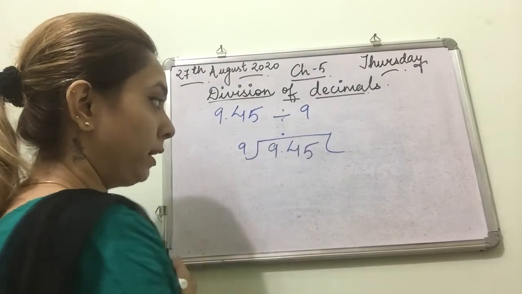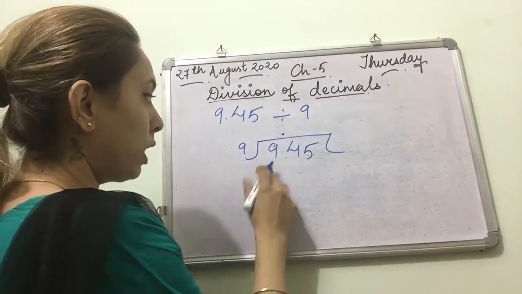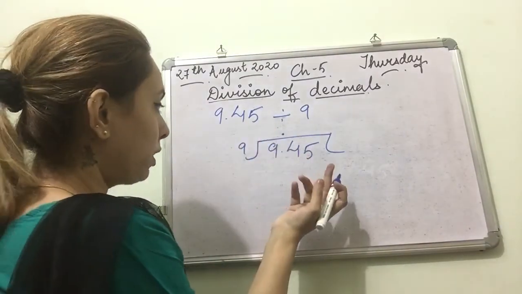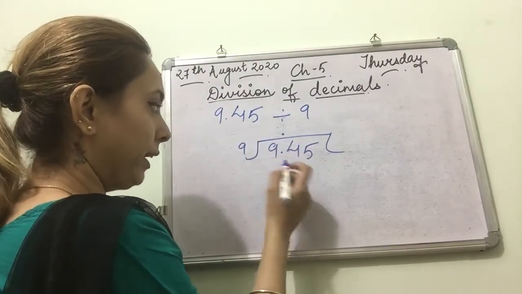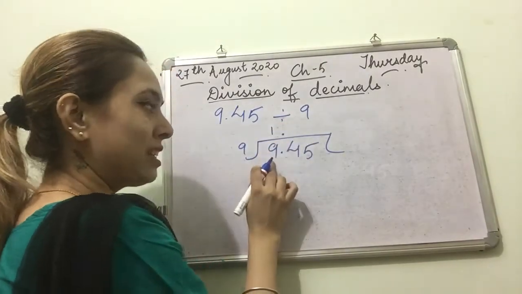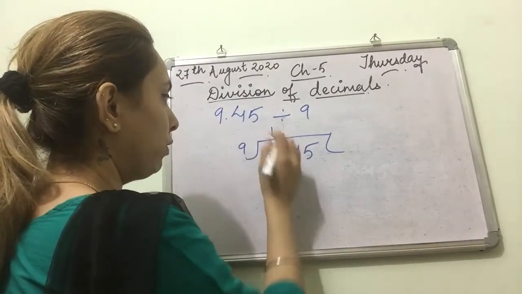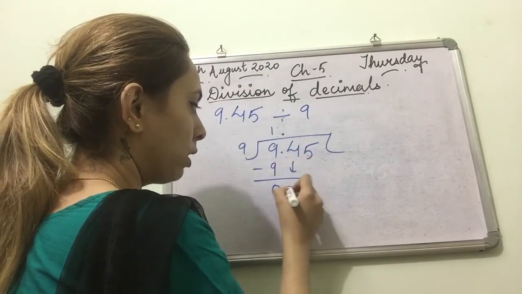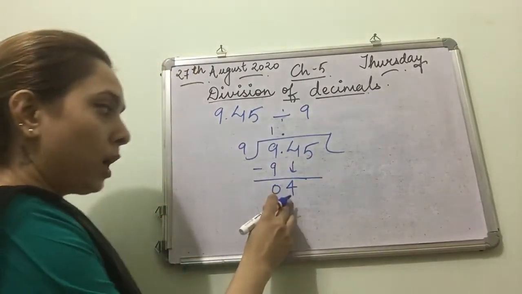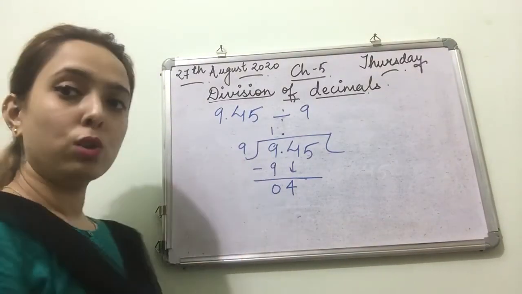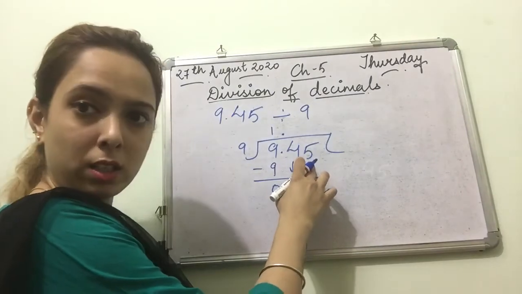Put the decimal here. It is very compulsory. Now this 9 is divisible by 9. Yes, so we can divide it directly. 9 ones are 9, so you will write 1 here because this is the integral part. 9 ones are 9, 0. Get this 4 down. Now this 4 is smaller than this 9, so we have to consider one more digit.